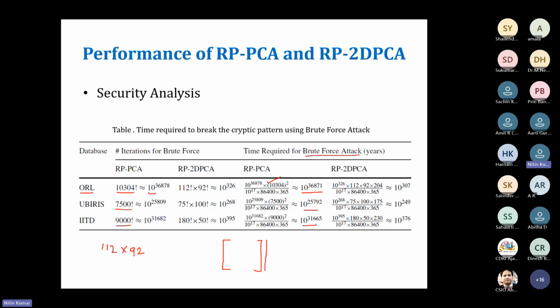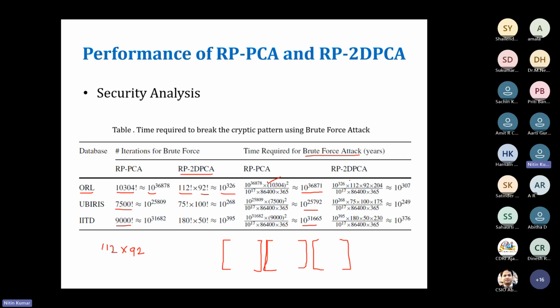10 raised to the power 2 is equal to 100 years, more than the average lifetime of a human being. So it is like 10 raised to the power 31,000. A very large amount of time is required if we are analyzing this in terms of brute force. Similarly, for RP 2D PCA, 2D PCA requires two matrices, one for the pre-multiplication and another for the post-multiplication, if you remember. If the image is of size, say, 112 by 92, the matrices will be 92 by 92 and 112 by 112. So the left side matrix will require that many arrangements, the right side will require that many arrangements, and this multiplication will be equal to 10 to the power 326.